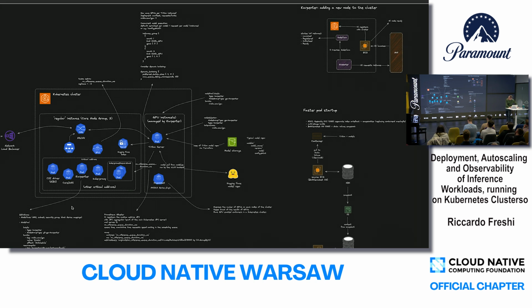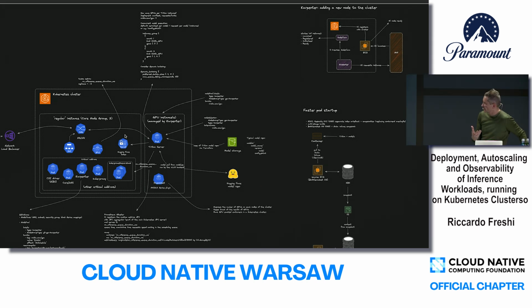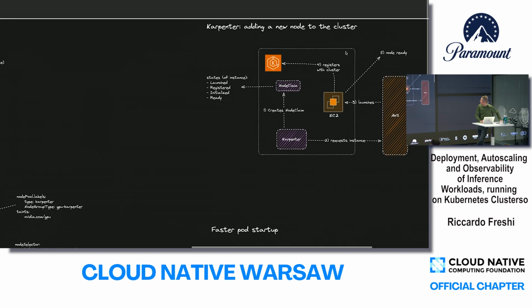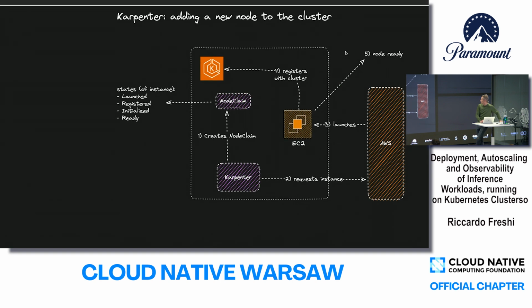So, this area here represents the managed node groups that host the critical workload, the critical add-ons. While here, Carpenter creates these additional nodes hosting those workloads. In this case, it's Triton, with the node class and node pool that we defined in here.